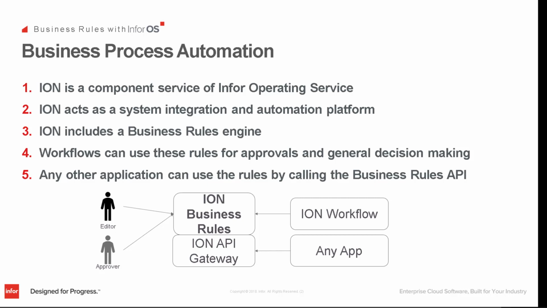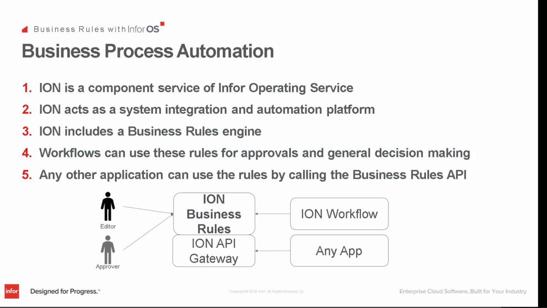That means workflows that you also create on the ION platform can call these rules for approvals, to decide based on a number of parameters who should approve something, and also just for general decision making, to define rules for anything from pay scales to shipping rates to whatever you need it to do. And any other application can use these rules by calling the business rules API in our API gateway.